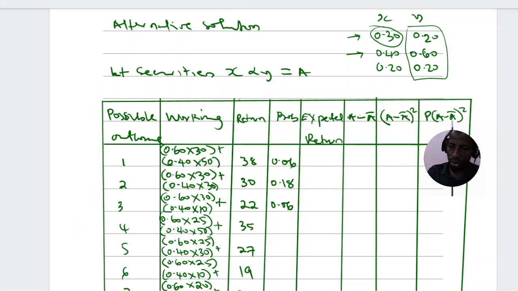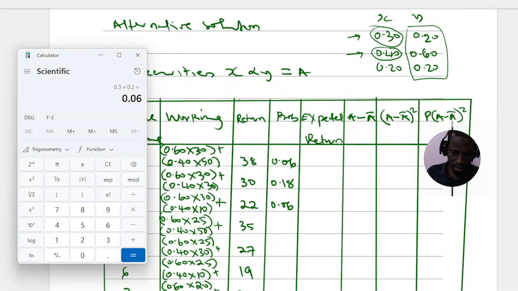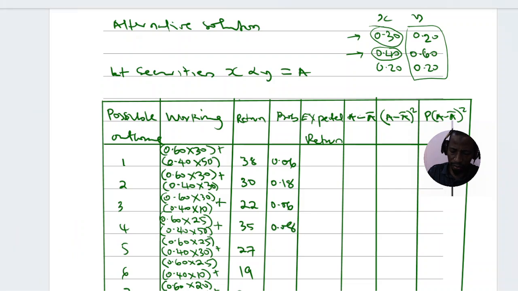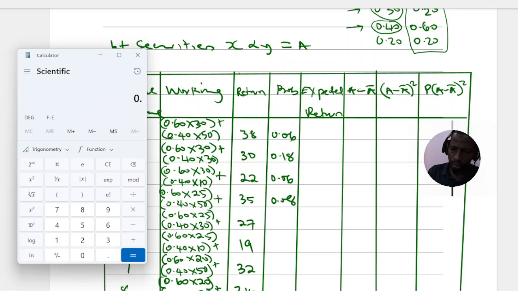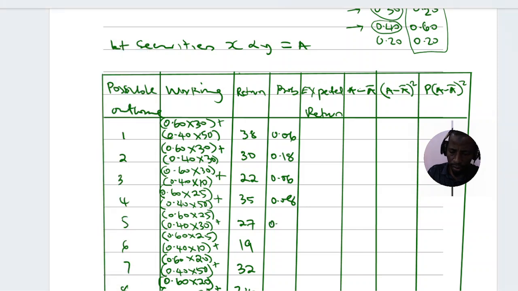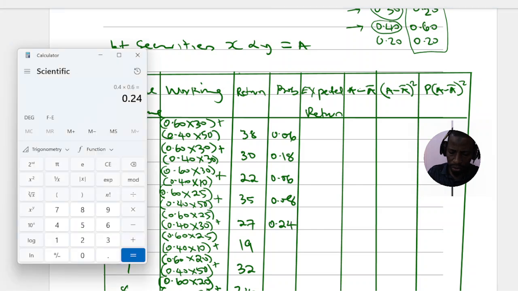So I'm done with the first one. Now I need to multiply this probability of 0.4 with the entire probability of Y. So this one is 0.4 multiplied by 0.2 equal to 0.08. The next one is 0.4 multiplied by 0.6, 0.24. The next one is 0.4 multiplied by 0.2, 0.08.